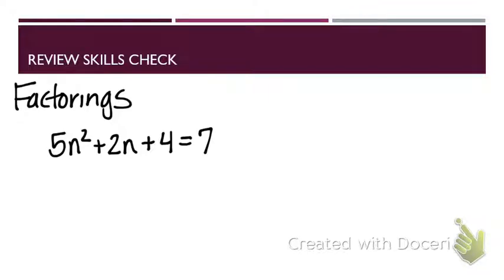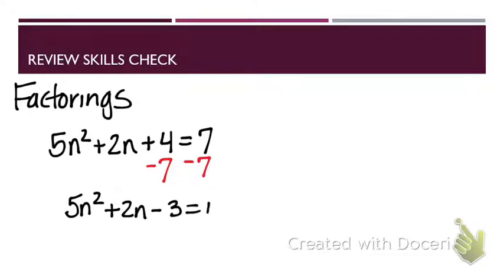Make sure you're writing notes so that you can use it as a study guide for next Friday's test. So when you factor, what do you do first? You want to make sure you set it equal to 0. So when you're factoring, you have to start by setting it equal to 0. So what you should have done first is subtract that 7. And that's going to give you 5n squared plus 2n minus 3 equals 0.